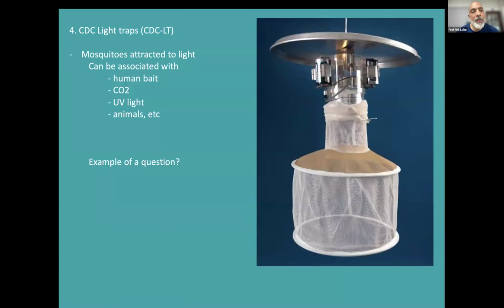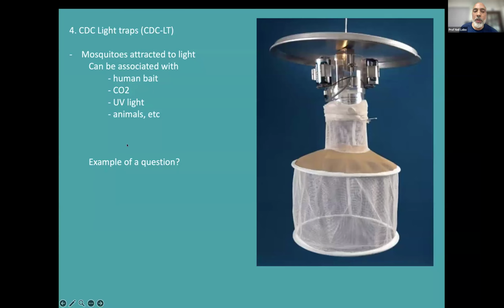The fourth type of trap is one we use quite a lot, and that is the CDC light trap. This samples mosquitoes that are attracted to light, and we can use this trap with multiple sources of bait, multiple types of bait to attract the mosquito to them. Usually it is a human bait, so we will place this trap by a sleeping human being by their feet. We can use CO2, carbon dioxide, as a bait. We can use UV light or even place it by animals.